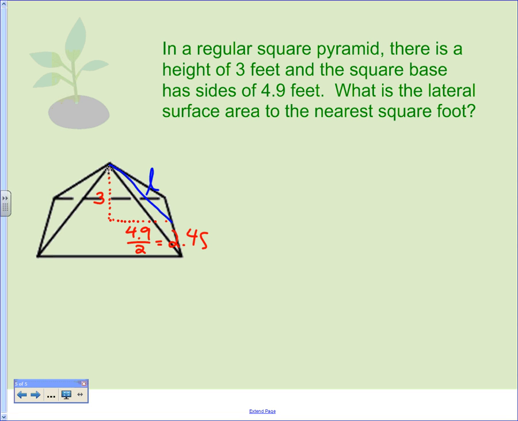So if they don't give you the slant height and they only give you the height, don't say, oh, well, they must have mislabeled it. They're telling you the height so that you can find the slant height.